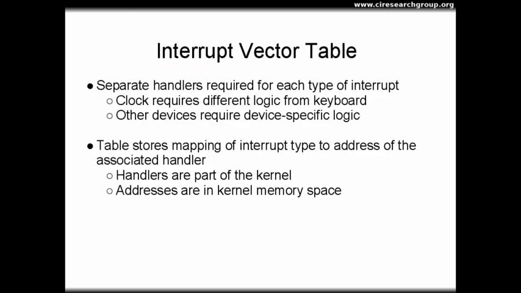We need a separate handler for each type of interrupt. The clock requires different logic from the keyboard, for example. Other devices, such as, say, a webcam attached to your computer, need different logic in order to process messages from it. So we have different interrupt handlers for each of these different devices. The table simply stores the addresses of each handler. And in our monolithic kernel case, the handlers are actually part of the kernel and are mapped into kernel memory space.